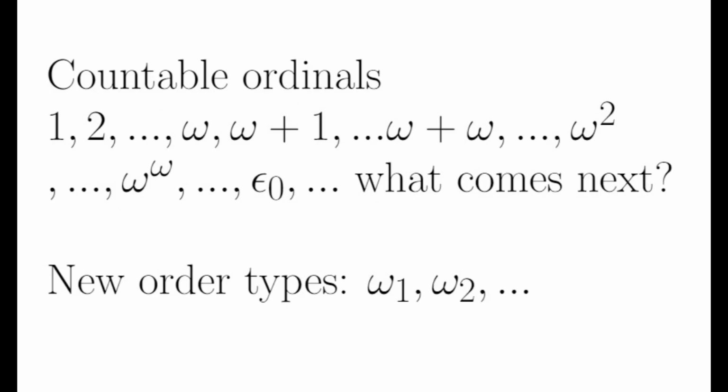So what happens when we're done counting up all the countable ordinals? Omega, omega plus 1, omega plus omega, omega squared, omega to the omega power, etc. Well, since all of the countable ordinals are used up, we have to introduce what's called a new order type, which in this case is omega 1. So omega 1 is the first uncountable ordinal. Then comes omega 2, omega 3, and so on.